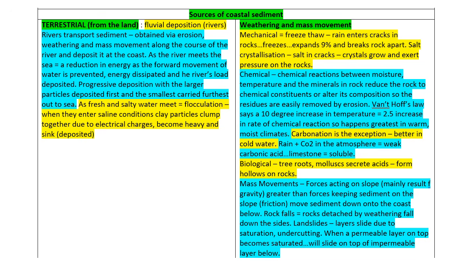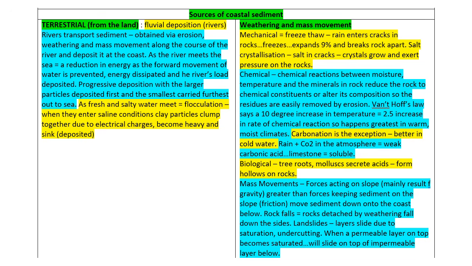Chemical weathering works better in warmer conditions. Van't Hoff's law says a 10-degree increase in temperature will increase the rate of chemical reaction 2.5 times. So it's much stronger, the chemical weathering, in warm, moist climates. Apart from carbonation. Carbonation works better in cold water. And this is where rain and carbon dioxide in the atmosphere combine to form a weak carbonic acid, which then dissolves rocks like limestone.